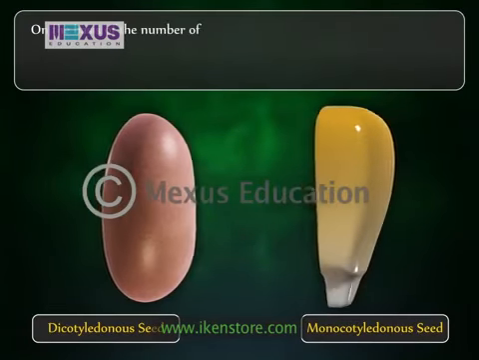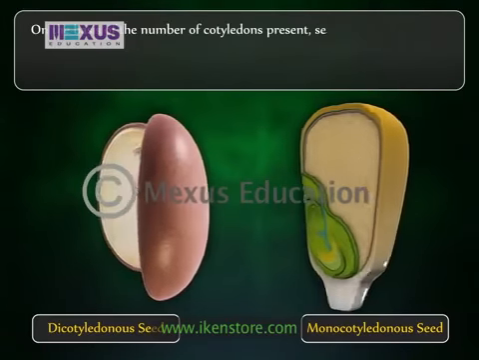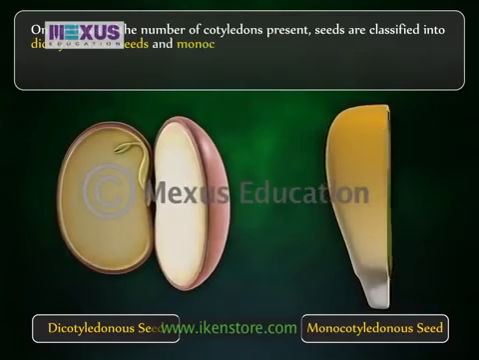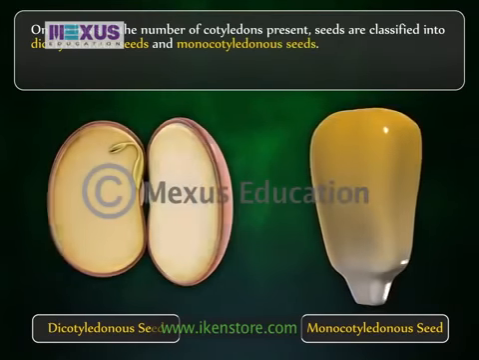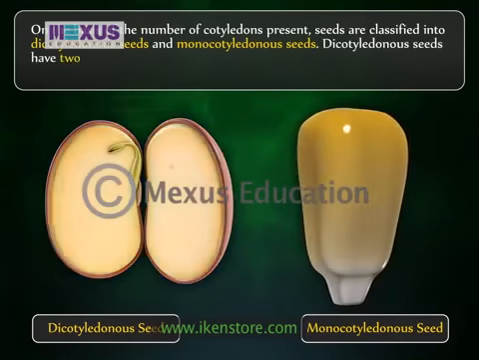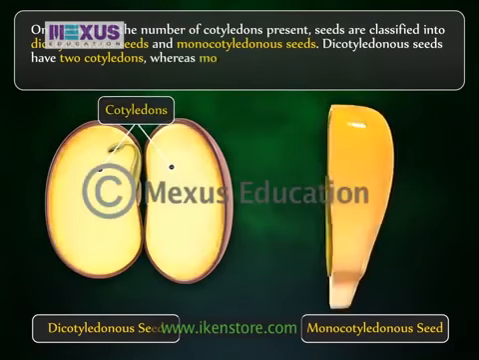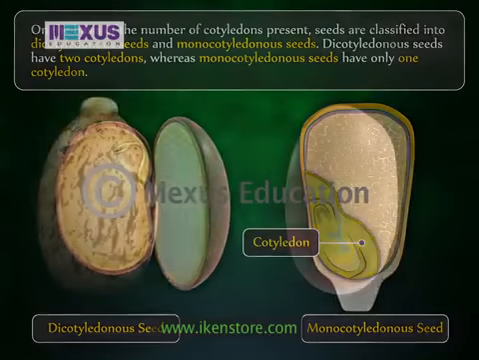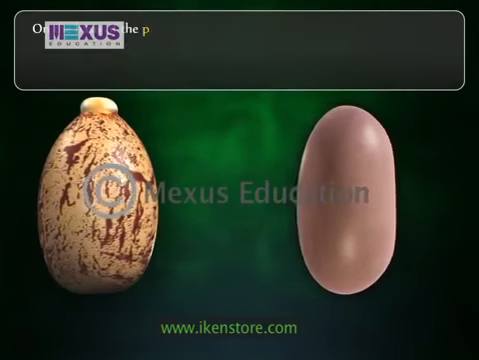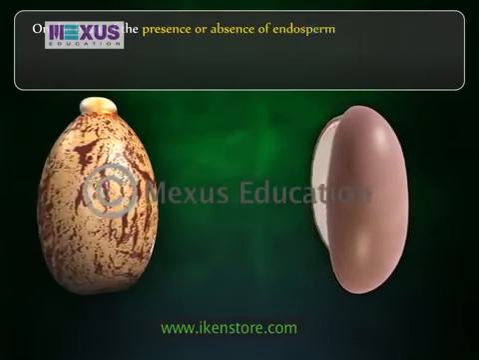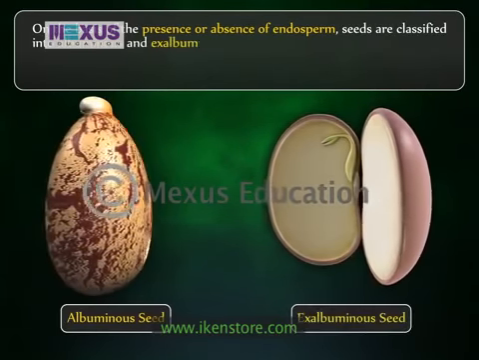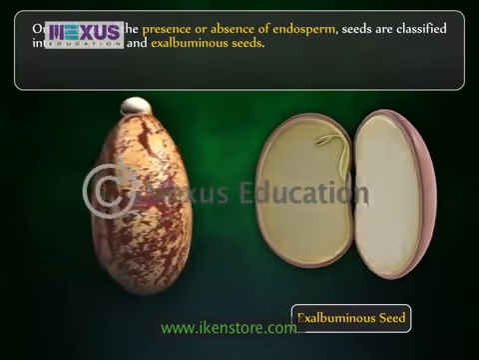On the basis of the number of cotyledons present, seeds are classified into dicotyledonous seeds and monocotyledonous seeds. Dicotyledonous seeds have 2 cotyledons, whereas monocotyledonous seeds have only 1 cotyledon. On the basis of the presence or absence of endosperm, seeds are classified into albuminous and exalbuminous seeds.